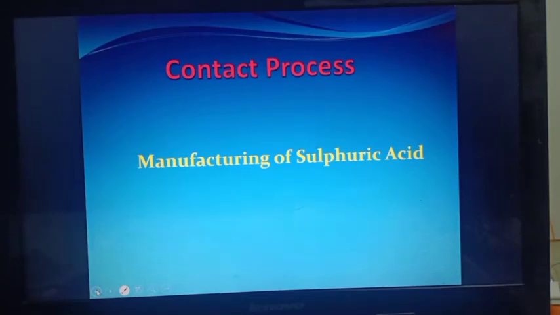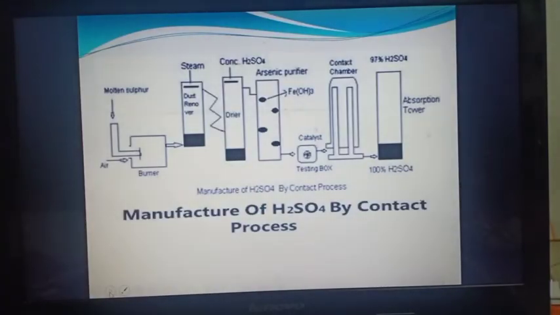Hello students, today in this session of chemistry we are going to discuss the contact process, that is the manufacturing of sulfuric acid. It is a topic of P block elements of class 12. Before moving ahead, let's have a glance at a diagram of the manufacturing of H2SO4 by the contact process.